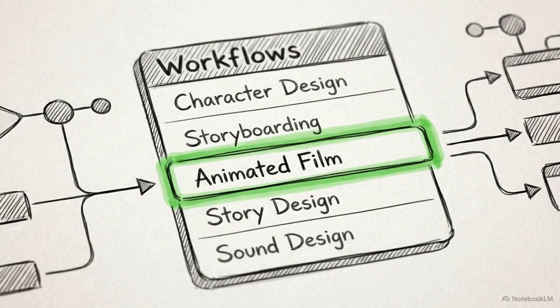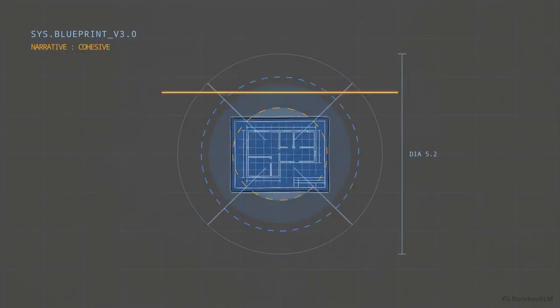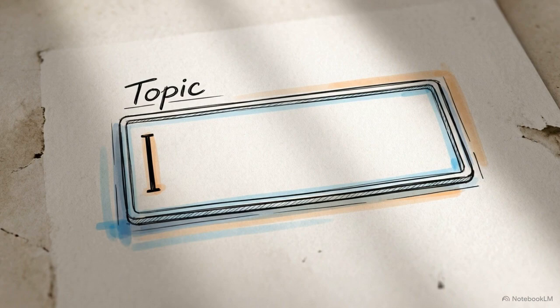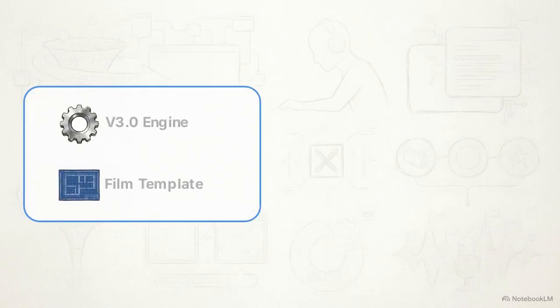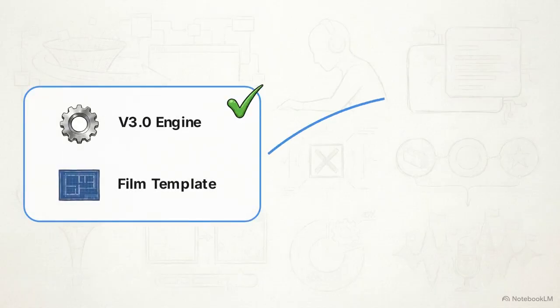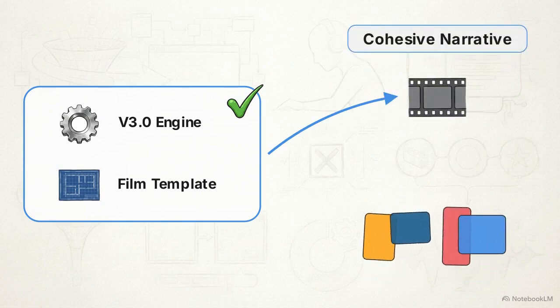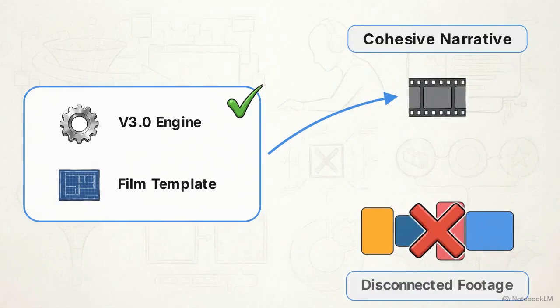From the available options, select the Animated Film template. This gives the AI the structural foundation for your project. Next, establish your initial parameters. Set the video duration to 1 minute and type out your core topic in the prompt box. By locking in the correct engine and workflow template early, you ensure the AI builds a cohesive narrative from scratch, rather than just stitching together disconnected footage.